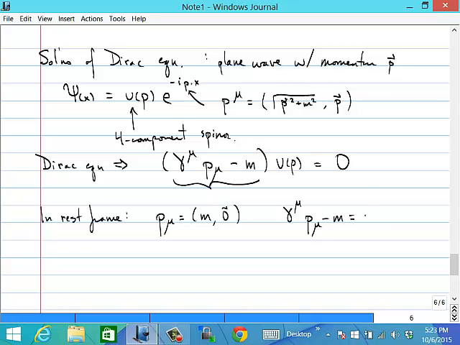What is that? Well, you can just pull out an overall m, and you get minus 1s on the diagonal from this minus m here, and you get a gamma 0, which is proportional to 1s on the off-diagonal element. So the solutions in the rest frame are just 4-component spinors, which, if you write them as a 2-component spinor on top of a 2-component spinor, have those 2-component spinors equal to one another.